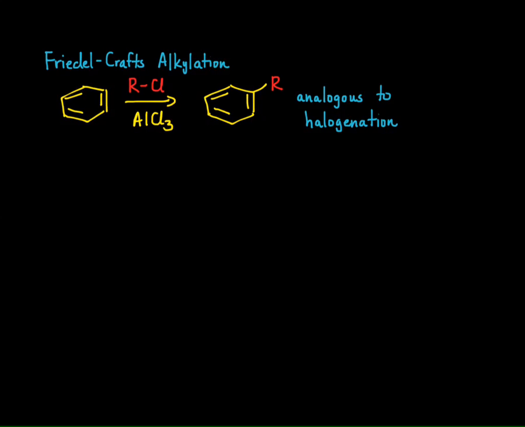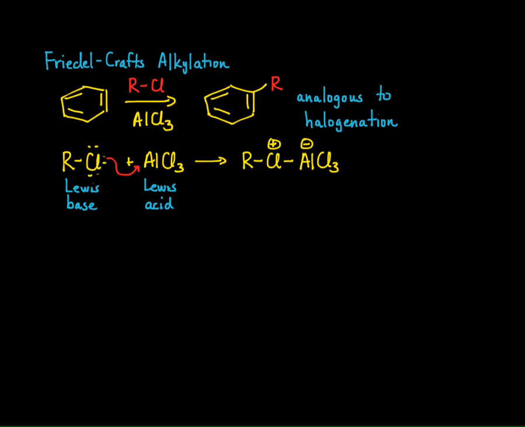Because if you think about how aluminum chloride is behaving, well, it's also a metal halide. And so what happens is aluminum chloride reacts with the alkyl halide. Aluminum chloride is a Lewis acid, and so the alkyl halide is a Lewis base. Lewis acids accept electrons, Lewis bases donate electrons, so we have a donation of a pair of electrons on the chlorine to the aluminum metal. And again, we get that Lewis acid-base complex, where now chlorine has a positive charge and the aluminum metal has a negative charge associated with it.